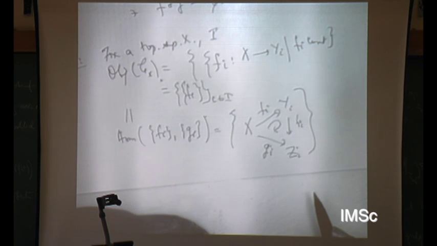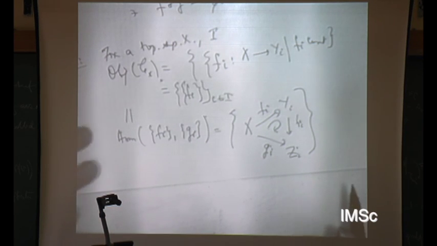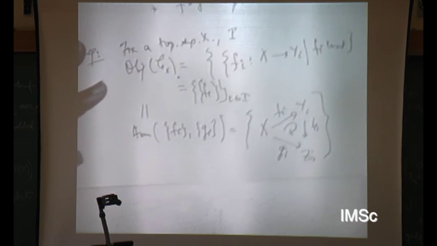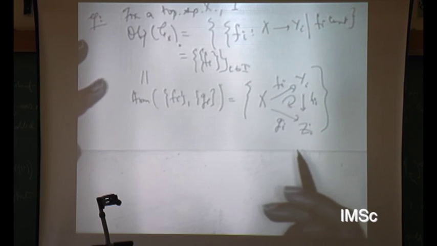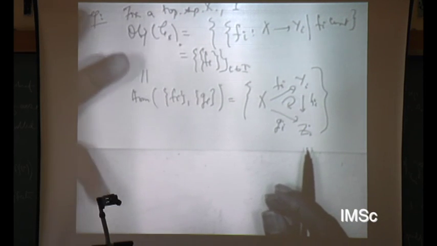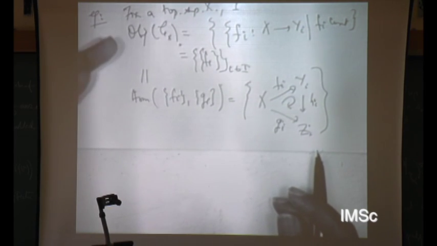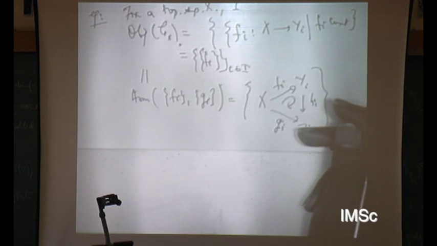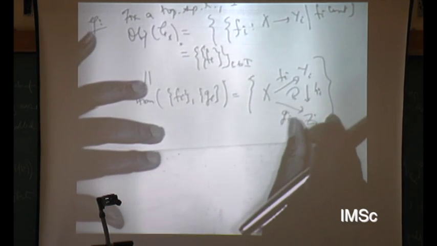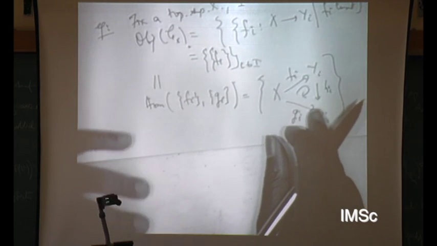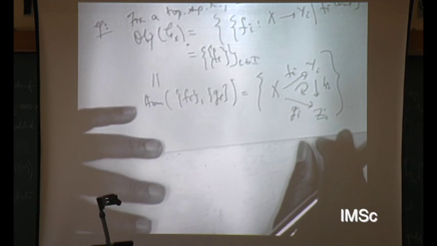So I'm saying this is a category. But how would you define it if such HI doesn't exist? I'm just saying it is a collection of all such things. If there is no such HI, then the morphism set is empty from this to this. There may be no morphism from this to this.